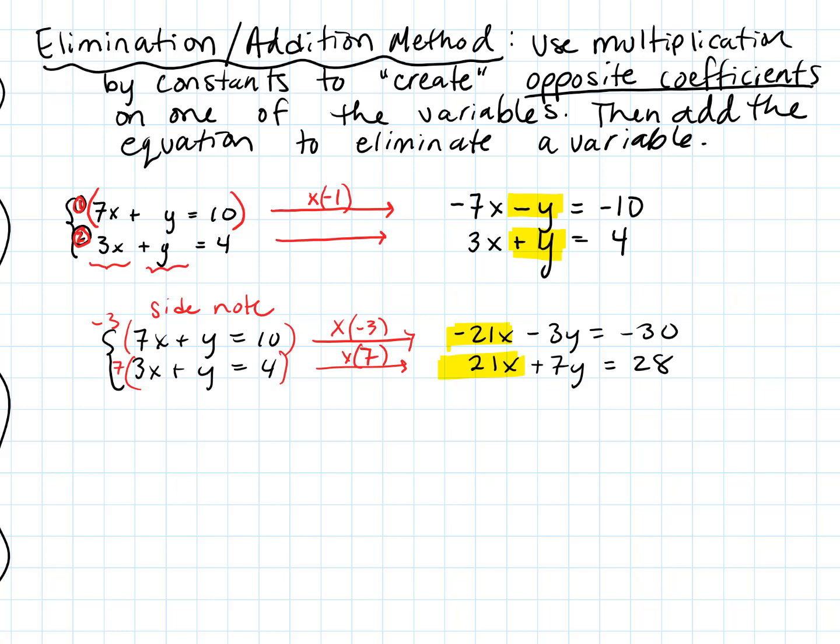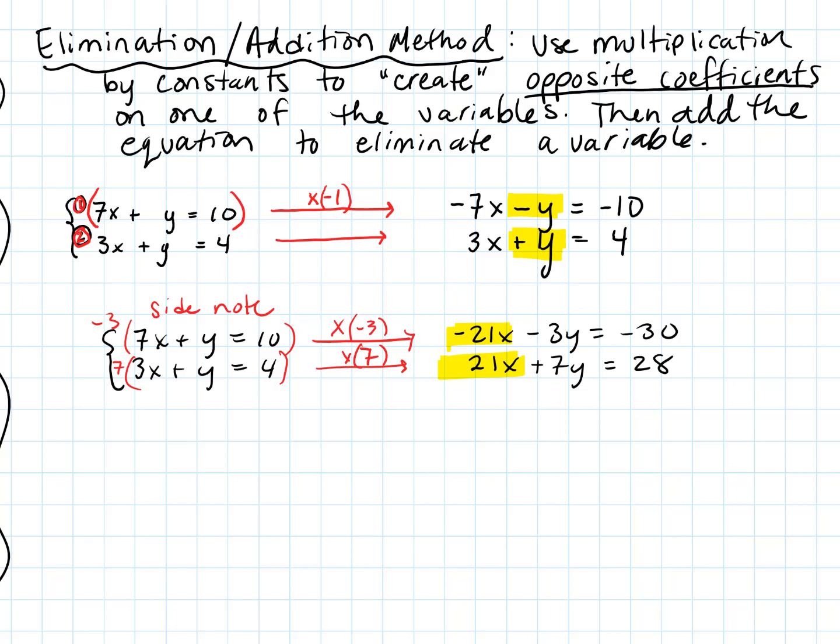I chose to work with the smaller number, and it was a little less work. Notice what I did on the top: I just multiplied by -1. But you can choose to work with either the x's or the y's when you're creating opposite coefficients. And again, it's just efficiency. You want to do what's going to be the fastest. What I chose here on the top was a little bit faster, because I only had to multiply one of the equations.